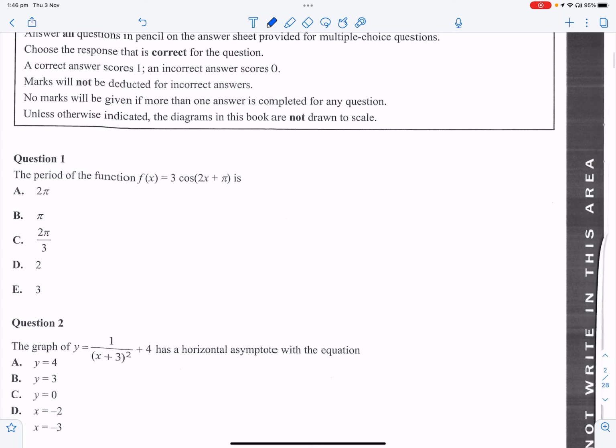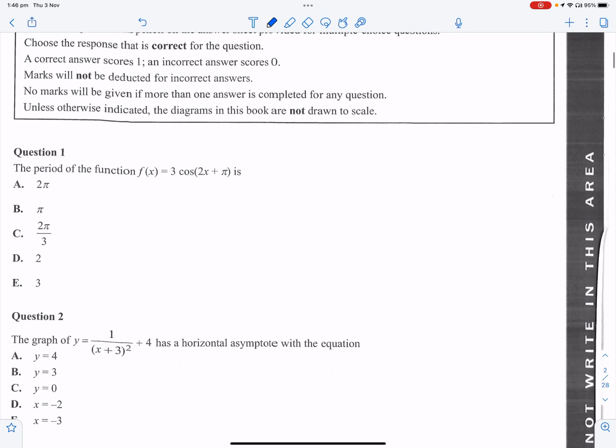Hi guys, just got my hands on the multiple choice for exam 2, so I thought I'd quickly see if I can go through it.